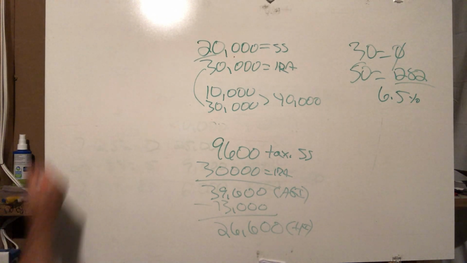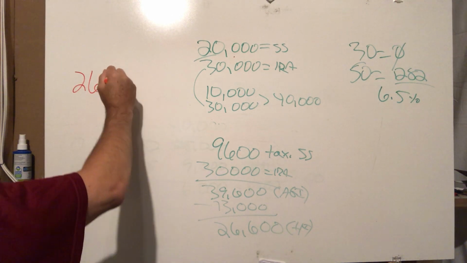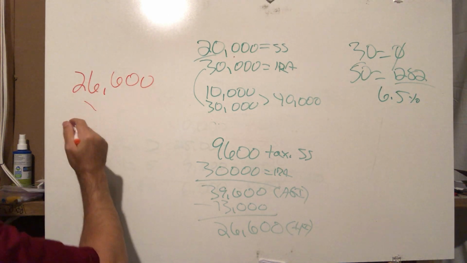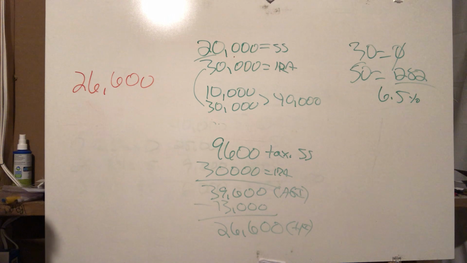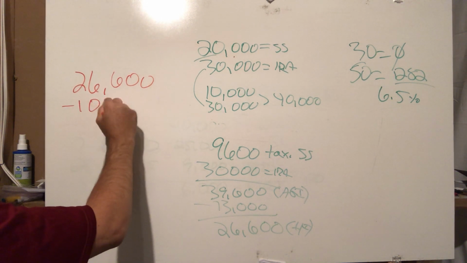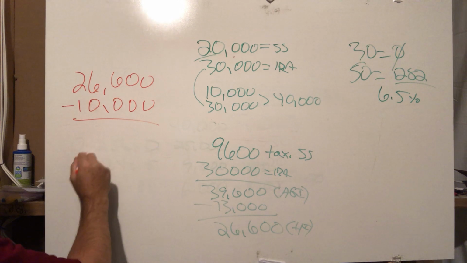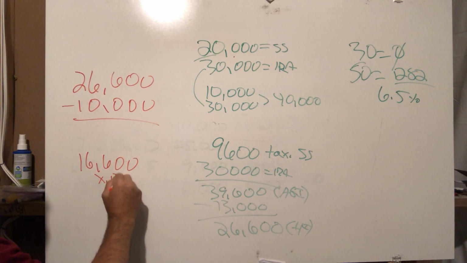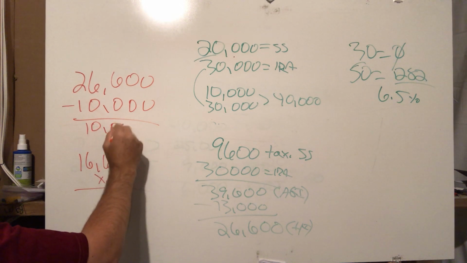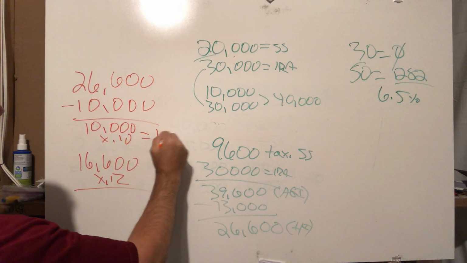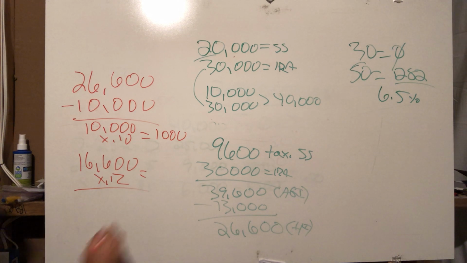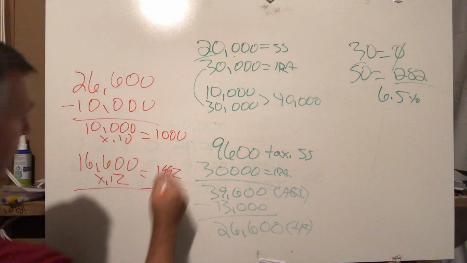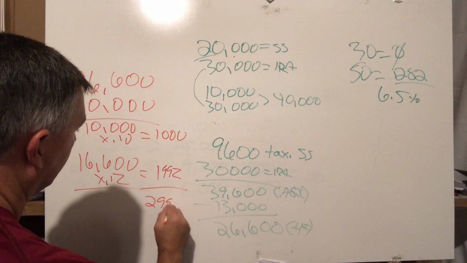All right, so again, the first $10,000, because she's single, is taxed at 10%. $10,000 times 0.10 equals $1,000. Minus 10,000, that leaves $16,600 times 0.12, which is the next tax bracket. $16,600 times 0.12 is $1,992. All right, so here we got $2,992 of taxes.